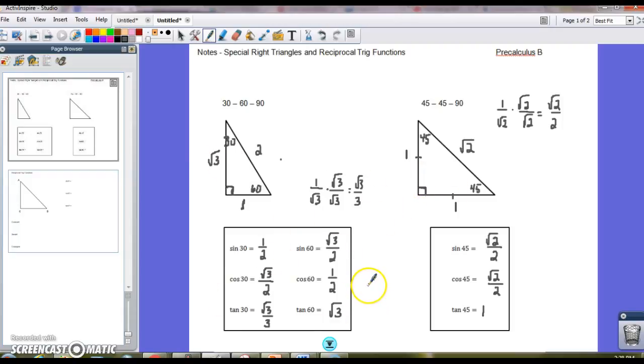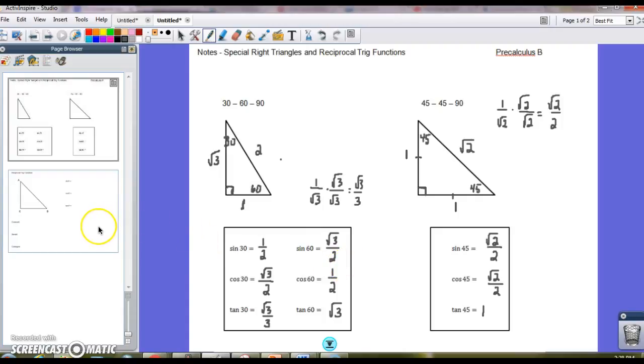These come up when they ask for the exact value of something. If they ask you what is the exact value of sine, this is what they want. They want radical 3 over 2. They don't want a decimal approximation. Exact value means without rounding any decimals. This is an exact value. Okay?